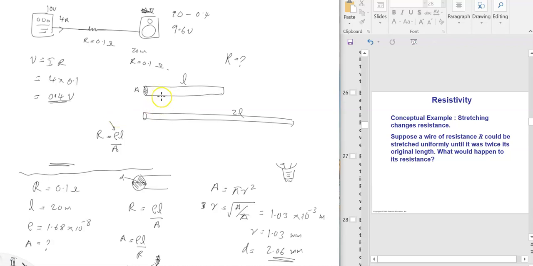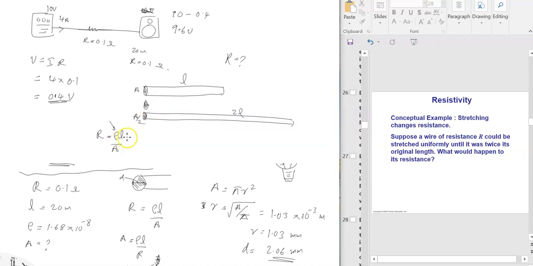But when you stretch it, the length gets doubled. Now instead of L, it's 2L. What do you think about the cross section? Is that going to stay the same? Is it still going to be this big and longer? That's not possible, right? The volume remains the same regardless of whether you stretch or compress it. Volume remains the same, which means when you increase the length in the same ratio, the cross section needs to decrease. So A will be half now.